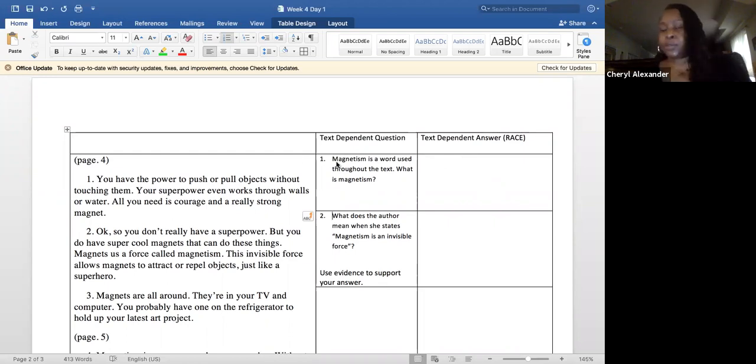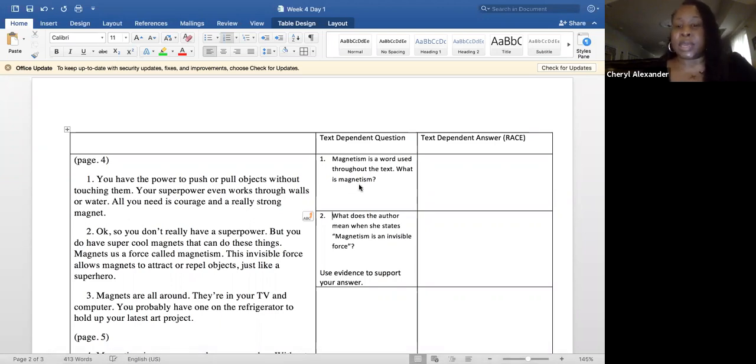So this first step is to read the question to make sure we understand what's being asked. Question 1 says, magnetism is a word used throughout the text. Okay, so that's just giving us information. It's not necessarily asking us anything, but it does talk about the word magnetism. So I know this question is going to be about magnetism. And of course, it says, what is magnetism?